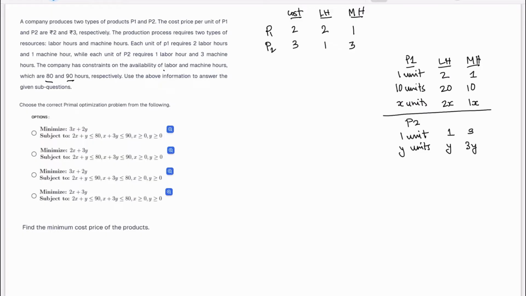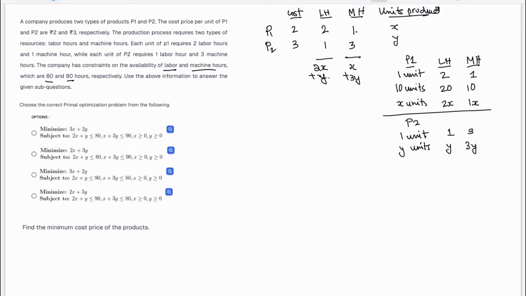alright, so now we also have constraints which are 80 hours and 90 hours respectively for labor and machine, right? So what is the total labor hours that is spent? If I produce X units of P1 and Y units of P2, so let's assume the units produced are X and Y respectively. So the total labor hours would be 2x plus y, because LH for P2 is 1, right? Similarly, for machine hours, we will have x plus 3y, right?